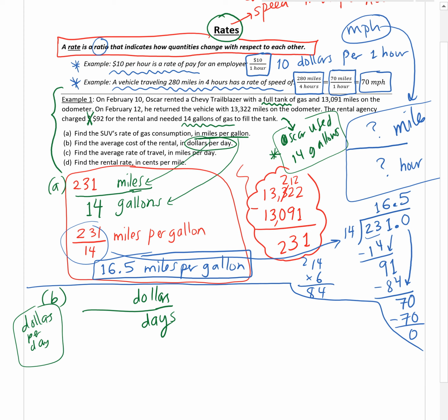Okay, so I'm going to look at the problem. How many dollars did he spend? Well, they said they charged him $92, right? There's not really anything I have to do. It's not like I have to subtract anything or divide anything. And how many days did he spend? Well, he got the car on February 10th, and he returned it on February 12th. So that's 2 days, right? Let's see. Yeah, that makes sense. Okay. So $92 over 2 days.